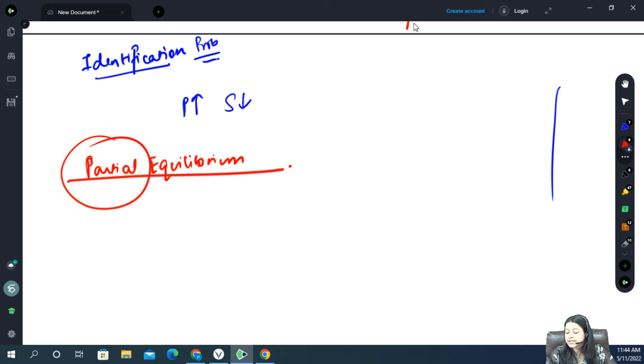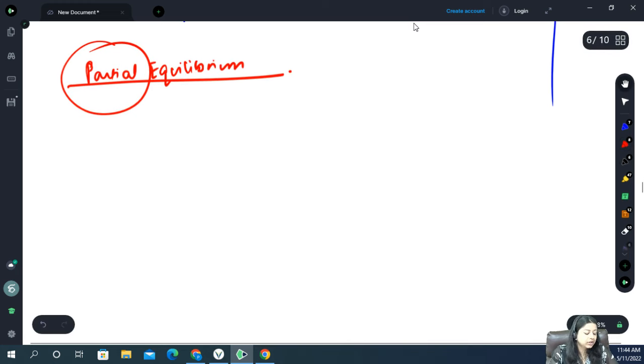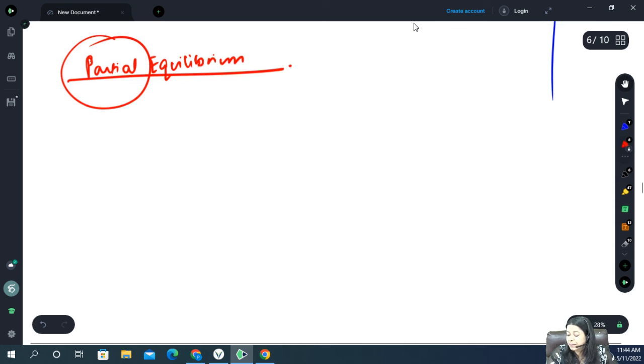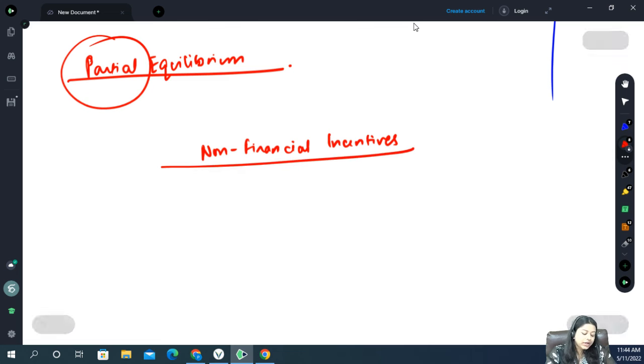Now, there are some non-financial objectives or incentives for people to change price. Non-financial incentives. Now, what are these incentives that we are talking about? What is an incentive? Incentive is something which drives the individual decision-making unit, firms and businesses to make a certain kind of decision, whether you are purchasing something or selling something. There might be a certain incentive behind that. You might be getting some financial incentive like profit, or non-financial incentive like some satisfaction.